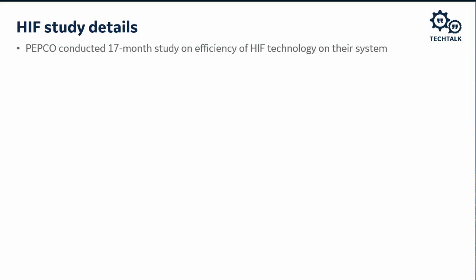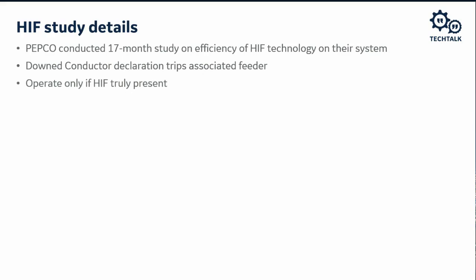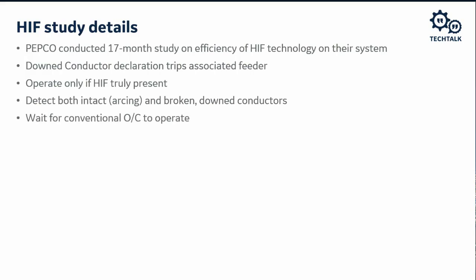Later on, there was an extensive study done with HIF detection. So Pepco conducted a 17-month study on the efficiency of the HIF technology. They operate the system with tripping versus alarming, and we'll discuss that more later. The down conductor declaration therefore trips the associated feeder. Operation occurs only if an HIF is truly present, which can be either detection of both intact arcing and broken down conductors. Pepco operates with a delay to wait for the conventional overcurrent to operate. In this manner, the conventional fuse saving and fuse sacrificing schemes can operate.